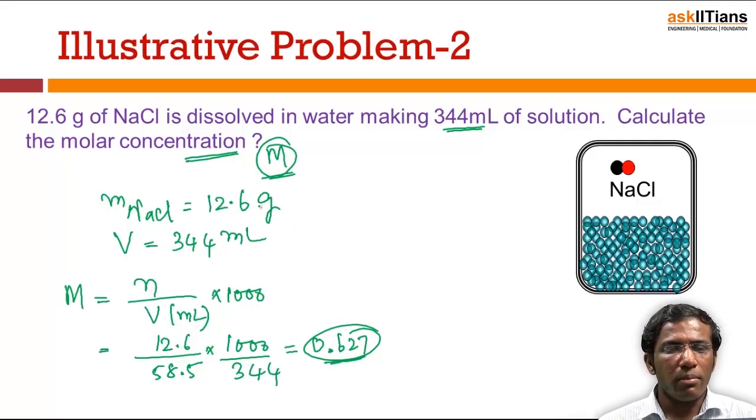So there is no twist in this question. Everything is given. The mass is given, the volume is given. If you know these two things, it is all about the calculation. You need to do the calculation correctly in order to get the correct answer.